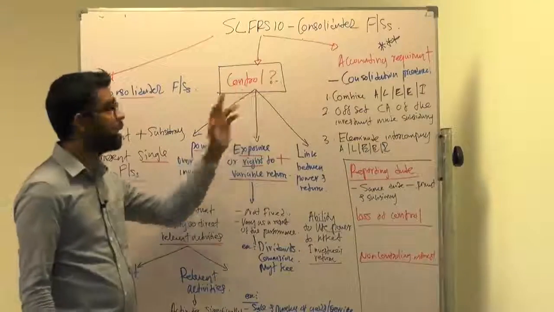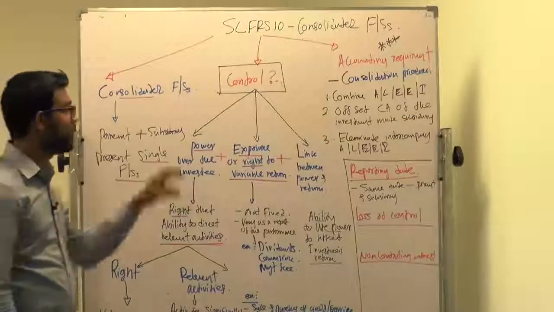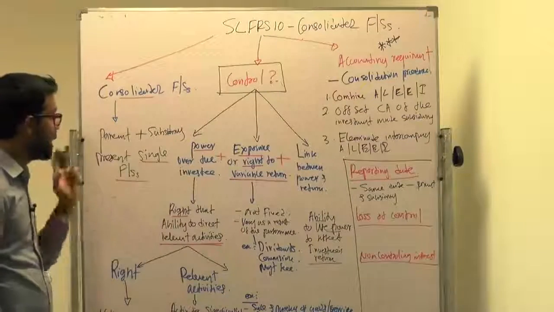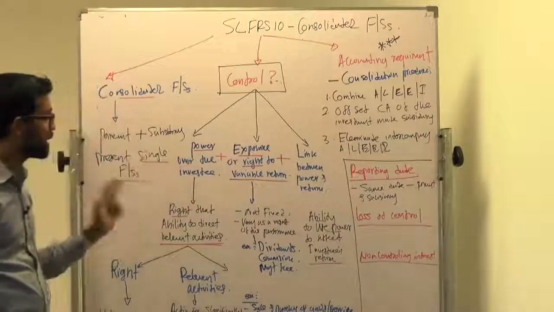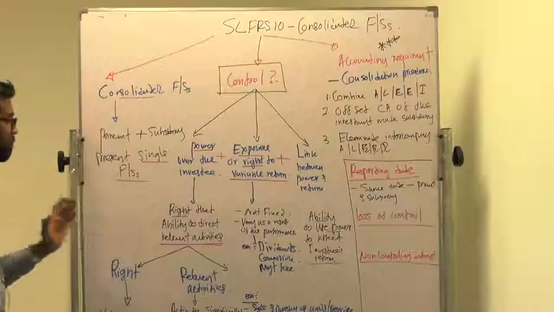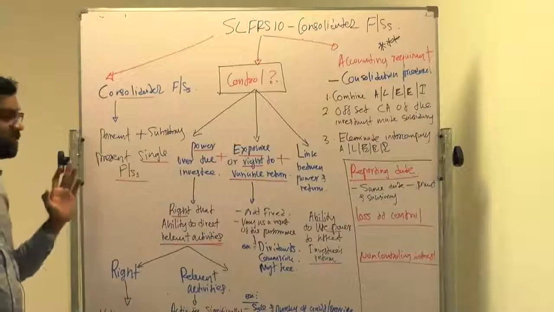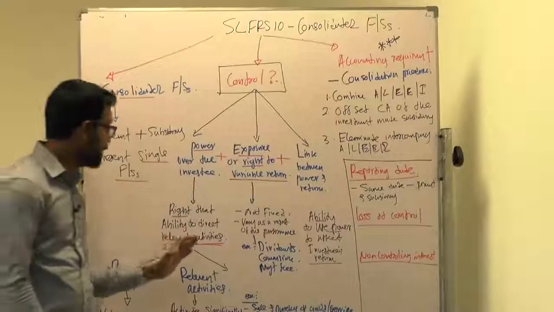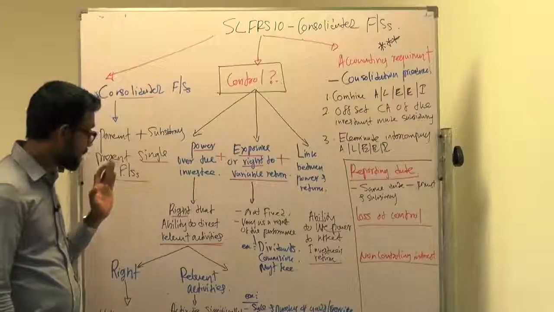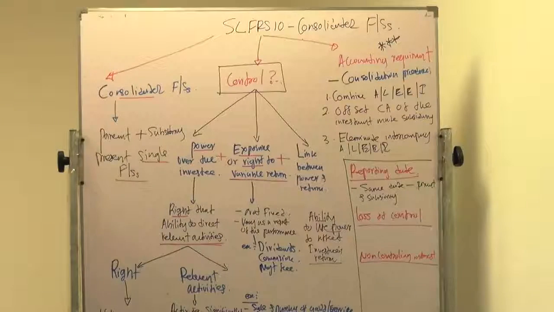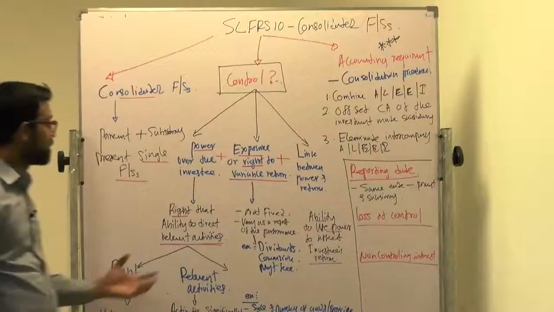What is more relevant? Controlling power. When you define controlling power, there are three things you have to consider: power over the investee, exposure or rights to variable return, and the link between those two. When you define power over the investee, power means rights, the ability to direct relevant activities. What do you mean by right? Voting right. Relevant activities means activities that significantly affect the investee's return, right?